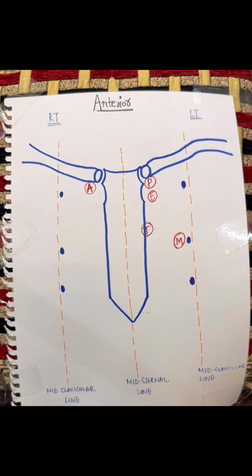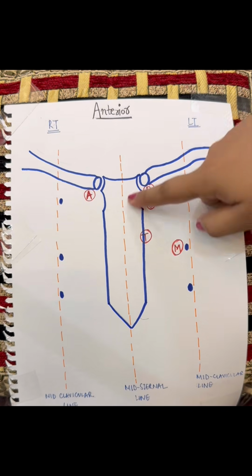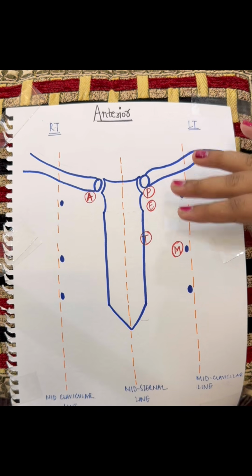As you all can see, I have marked all the anatomical landmarks like the right and left clavicle, sternum, mid-clavicular lines and mid-sternal line. Now firstly we'll be beginning with the cardiac auscultation.